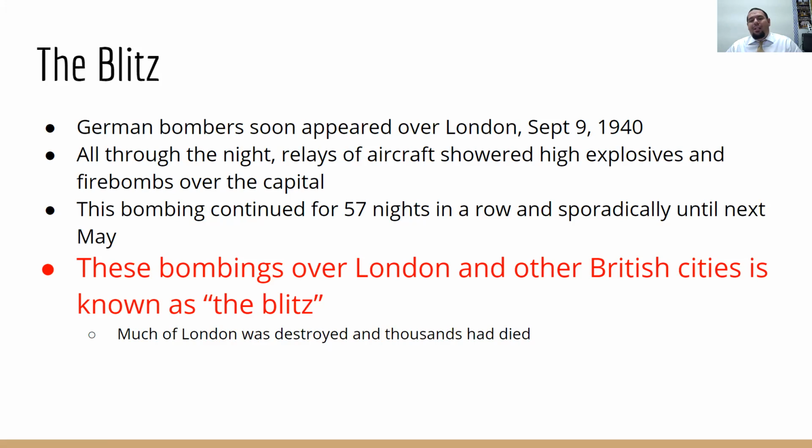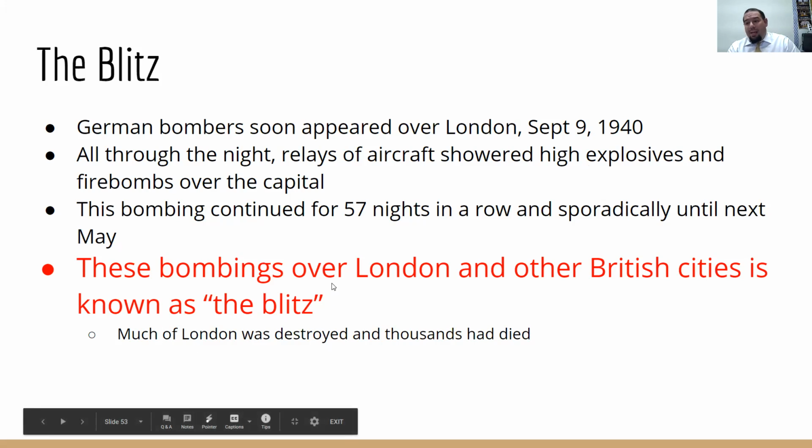All through the night, there would be relays of aircraft showering high explosives and firebombs over the capital. This bombing continued for 57 nights in a row, and then sporadically until the next May. September to October is 1, November 2, December 3, 8 months. So basically 2 months of torrential downpour of bombs. Bomb, bomb, bomb, bomb. And then 6 months of sporadic attacks. These bombings over London and other British cities became known as the Blitz, not the blitzkrieg, not a part of Operation Sea Lion.